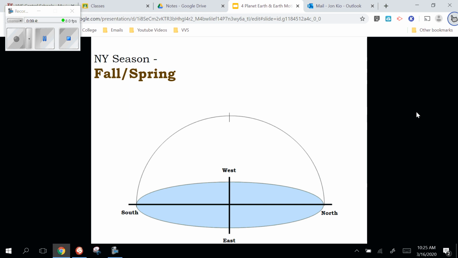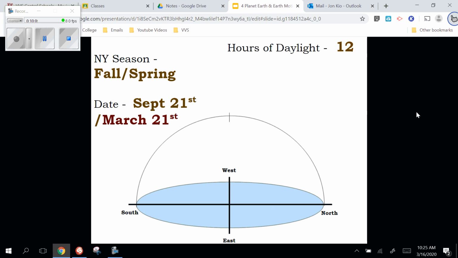Now, if we look at fall or spring, this path is the same for both. In this instance, we're right around September 21st, 20th to the 23rd, somewhere in there, and right around March 20th to the 22nd, 23rd, somewhere around there. All right? These are our first days of fall and our first days of spring. Here, everywhere on the planet, there's 12 hours of daylight and 12 hours of darkness approximately. All right? Equinox. The word equinox means equal night. So we get 12 and 12.